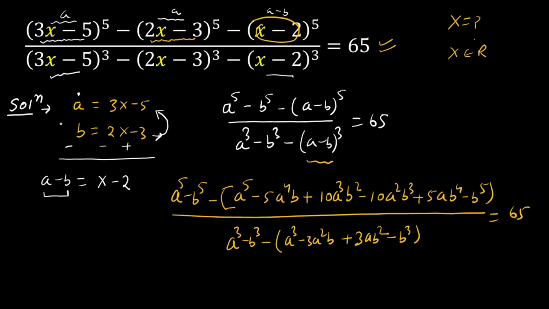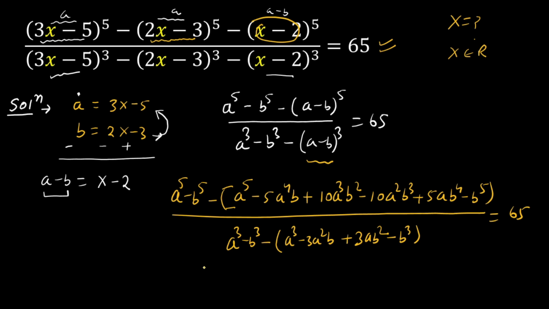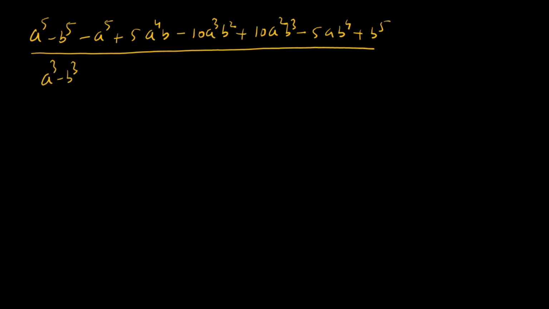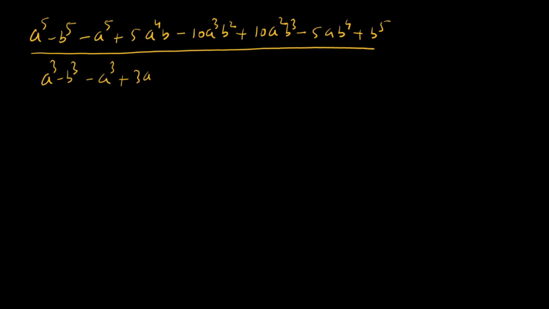Now in the numerator, a^5 − b^5, and here the minus is multiplied inside the bracket, so minus a^5 plus 5a^4 b minus 10a^3 b^2 plus 10a^2 b^3 minus 5ab^4 plus b^5, divided by, in the denominator, if we multiply the minus inside the bracket, a^3 − b^3, then minus a^3 plus 3a^2 b minus 3ab^2 plus b^3. This is equal to 65.